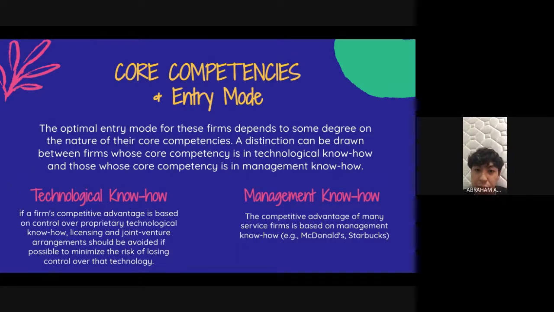If a firm's competitive advantage is based on control over proprietary technological know-how, licensing and joint venture arrangements should be avoided if possible to minimize the risk of losing control over the technology. Whereas with management know-how, the competitive advantage of many service firms is based on management know-how, for example McDonald's and Starbucks. Next.